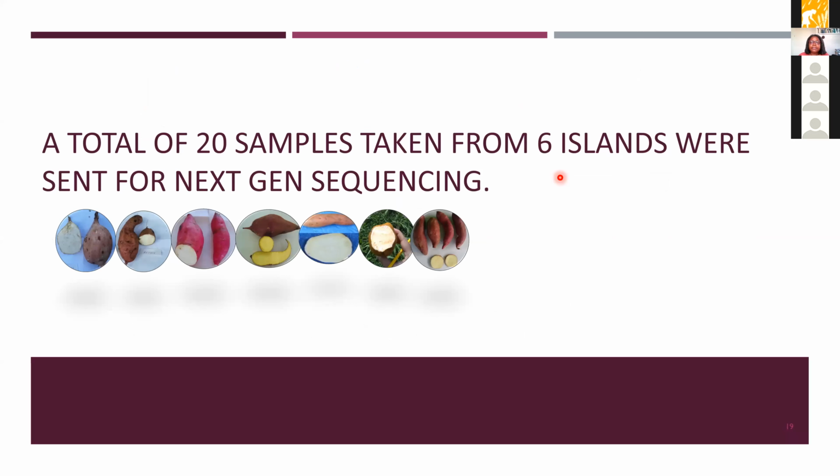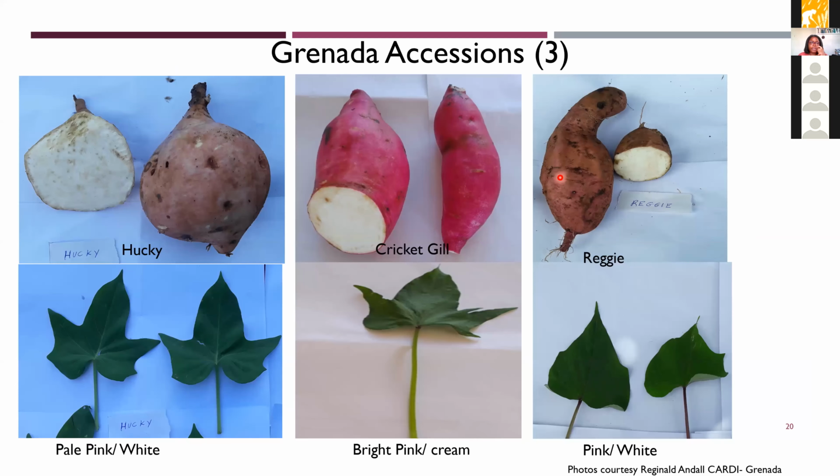So from those samples that we had, 20 samples were taken from the islands and sent for next-gen sequencing, simply because when we looked at the DNA quality, the purity, and the cost, we were able to send 20 samples. We had 3 from Grenada, and we had Hockey, cream flesh, pale pink skin. Cricket Gill, these are local names now. Bright red skin and white or cream flesh. Reggie, a pink skin with white flesh.